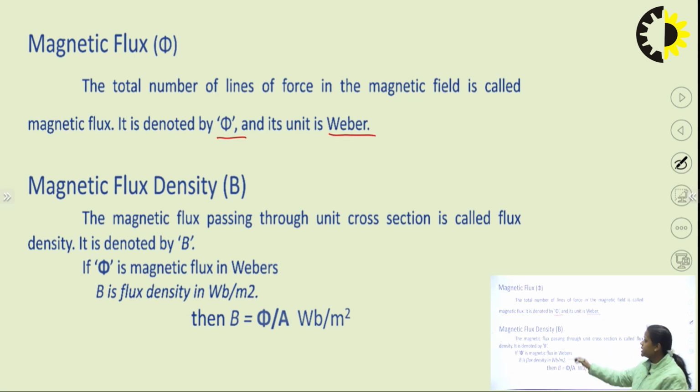Now, the next is magnetic flux density, which we denote with capital B. It is basically the magnetic flux which is passing through the unit cross section, and its unit is Weber per meter square, and this is phi by A.